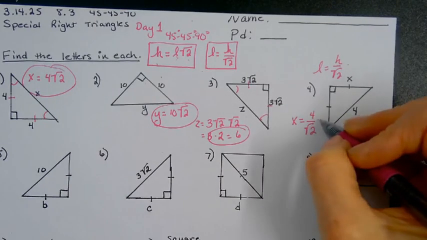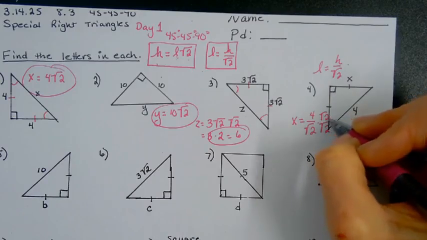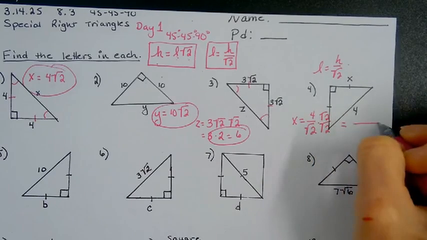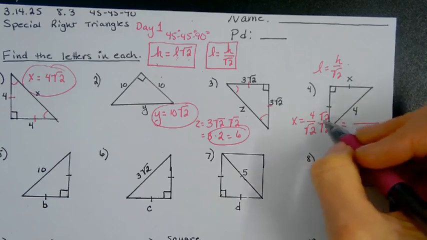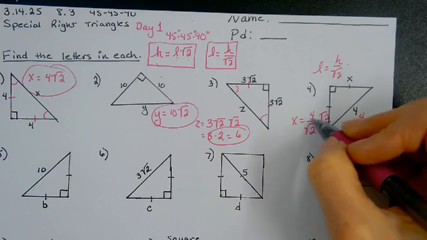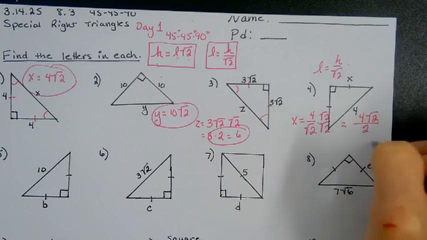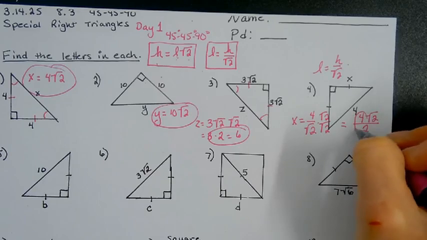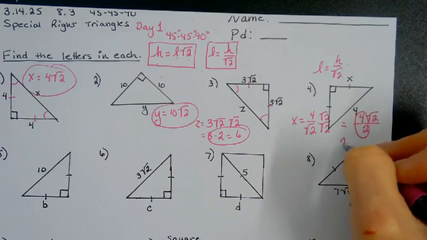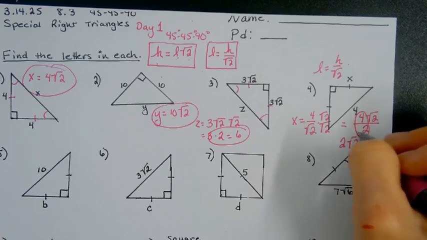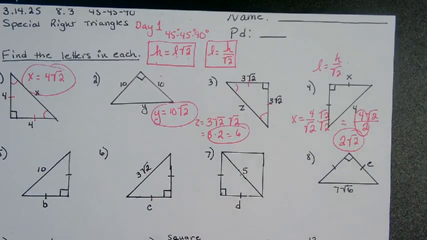Well, we can't leave it like this. We have to rationalize it, so we multiply top and bottom by square root of 2. Well, square root of 2 times square root of 2 is just 2. And on the top we have 4 on the outside, rad 2 on the inside. When we simplify this, we can only simplify the numbers that are outside the radical. We have 4 divided by 2, so that's 2 rad 2. 4 divided by 2 is 2, and we're left with the rad 2.